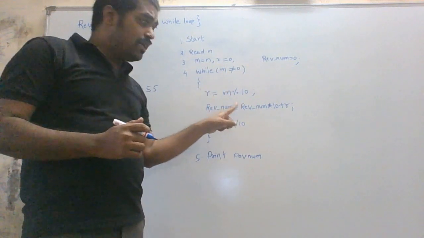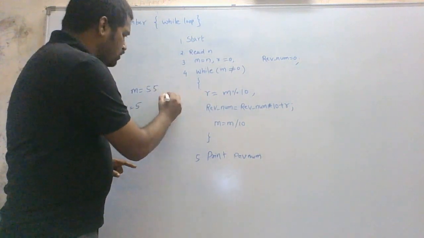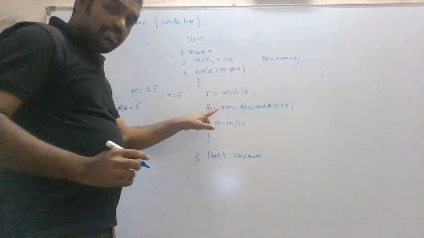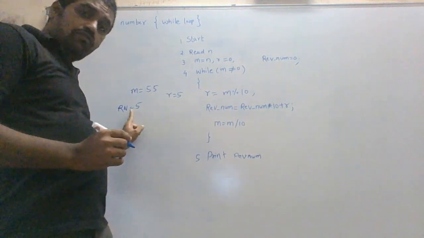r is equal to m mod 10. m is 5, and 5 mod 10 is 5. So r is equal to 5 now. And now reverse number is equal to reverse number into 10 plus r. The reverse number is now 5, and 5 into 10 is 50.